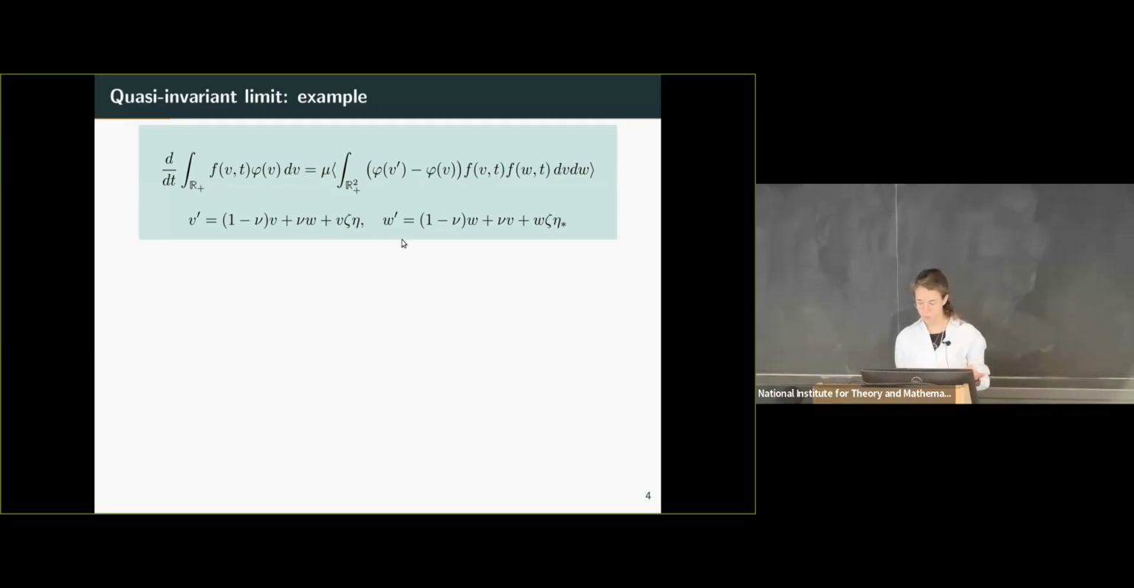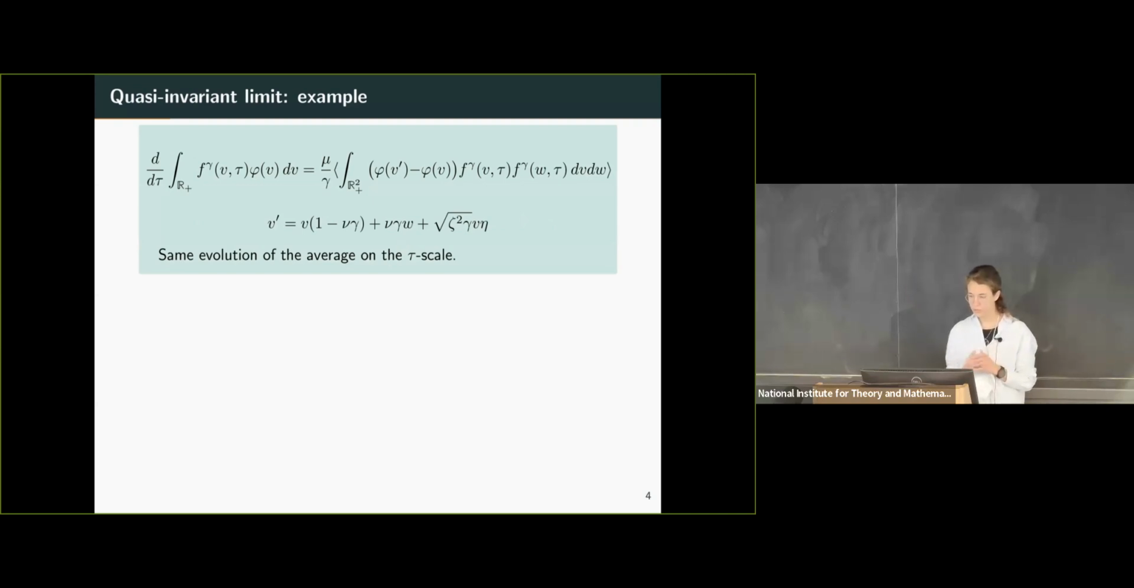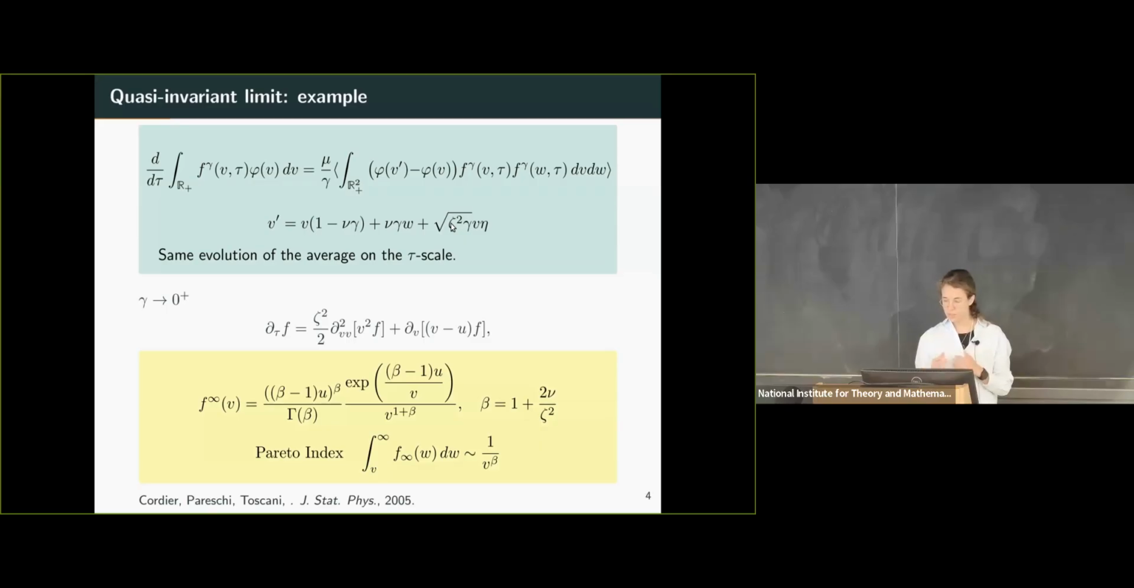So the idea was to consider this quasi-invariant regime, so to consider this slow time scale and slow and small exchanges. And if one performs the quasi-invariant limit, which we will see later, it amounts to considering a Taylor expansion of this function about v prime, which is a small displacement with respect to v. Then if we let gamma go to 0, we obtain a Fokker-Planck equation.